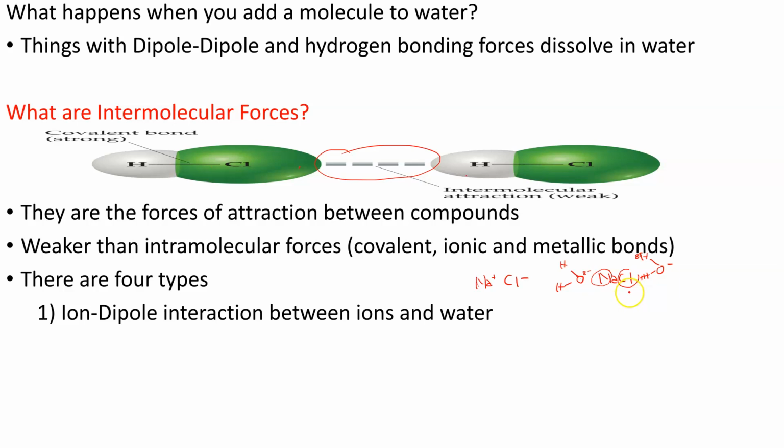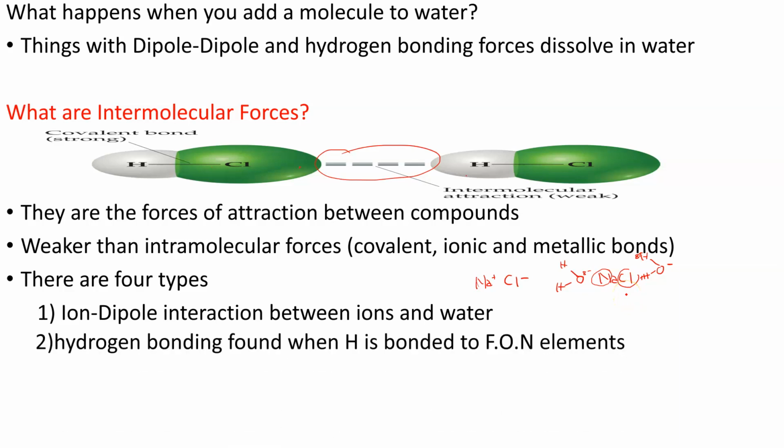So for our purposes right now, you could just assume an ion's interaction with water is called an ion-dipole, and it's the strongest out of all the forces we're going to be talking about. Number two is hydrogen bonding. It's found when H is bonded to F, O, or N, the fun elements. So H likes the fun elements.